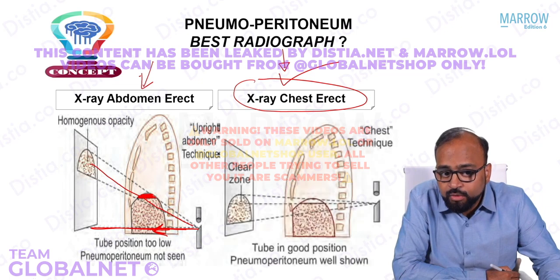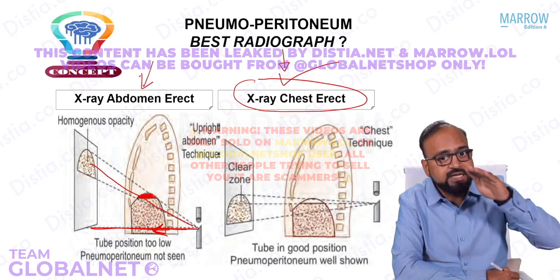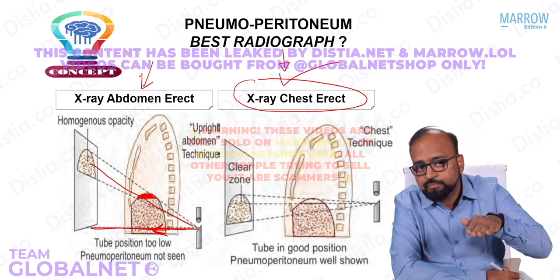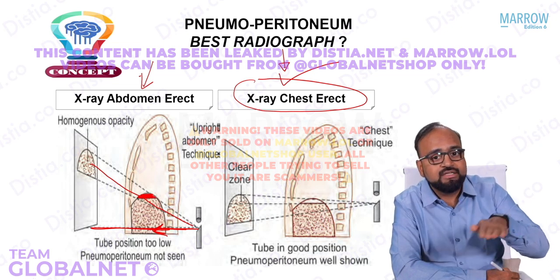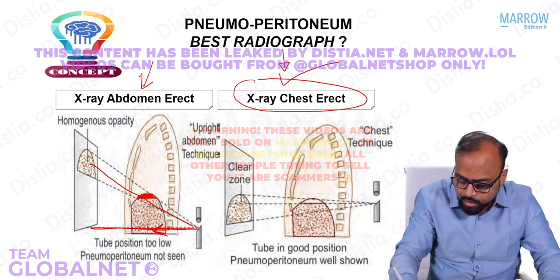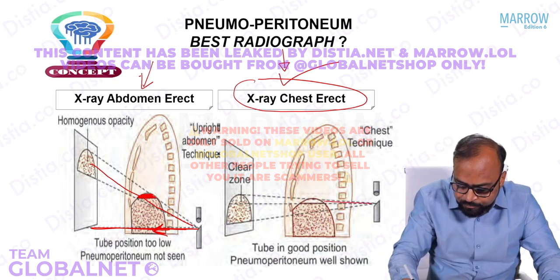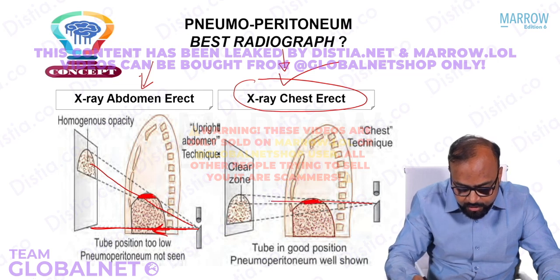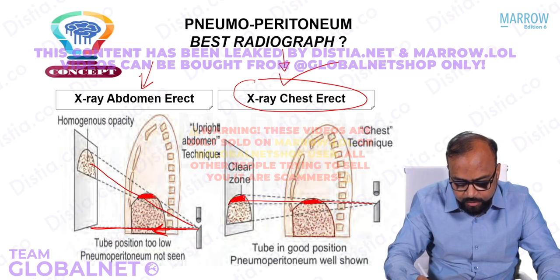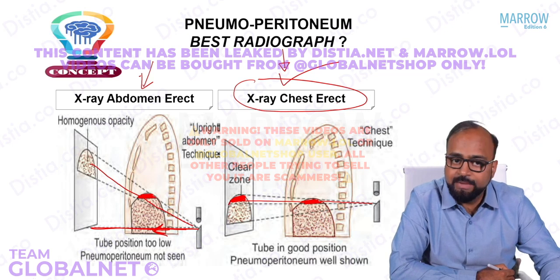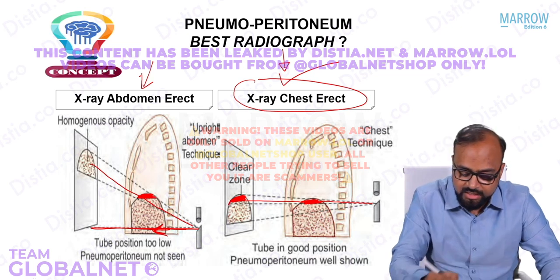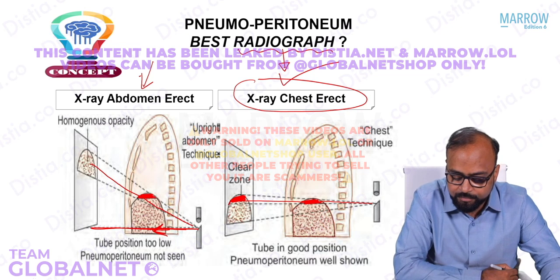But what happens when we do an X-ray chest erect is that the central beam is usually at the level of the inferior borders of the scapula. This is at the T8 vertebral level. So a more or less horizontal X-ray beam perfectly passes through this air here, and therefore perfectly depicts it as a clear zone on the X-ray image, and that is the reason why an X-ray chest erect is considered to be the better radiograph, or rather the best X-ray or radiograph.